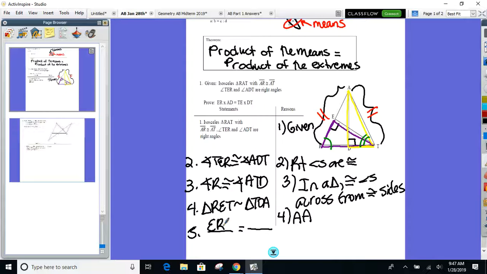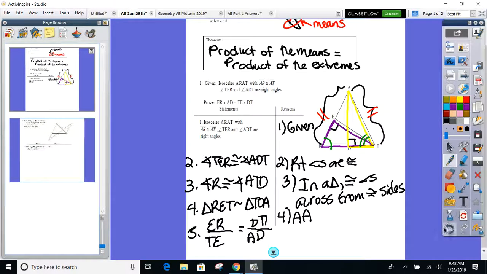Not down here, because I'm not going to cross multiply that one. I'm going to cross multiply. So it's got to go right here, everyone. Take a look. ER and AD. They have to be diagonal from each other. And then you can put TE and DT wherever you'd like, because I am going to cross multiply those wherever I put them.